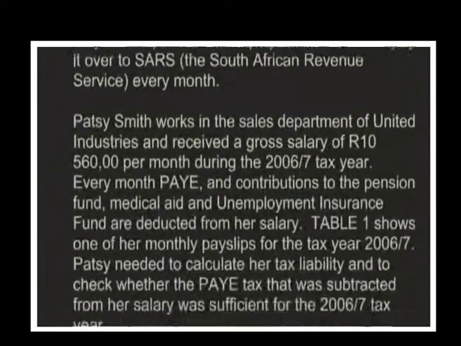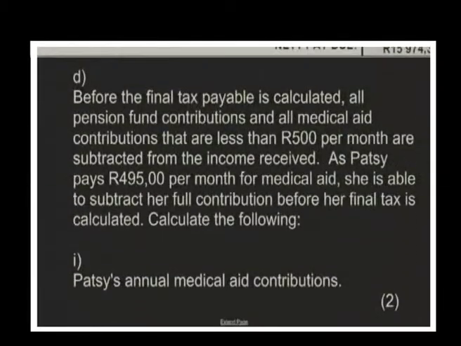Right, now let's move on, and we're going to start dealing with her deductions. Before the final tax payable is calculated, all pension fund contributions and all medical aid contributions that are less than 500 Rand per month are subtracted from the income received. So as Patsy pays 495 Rand per month on medical aid, she's able to subtract her full contribution before her final tax is calculated.